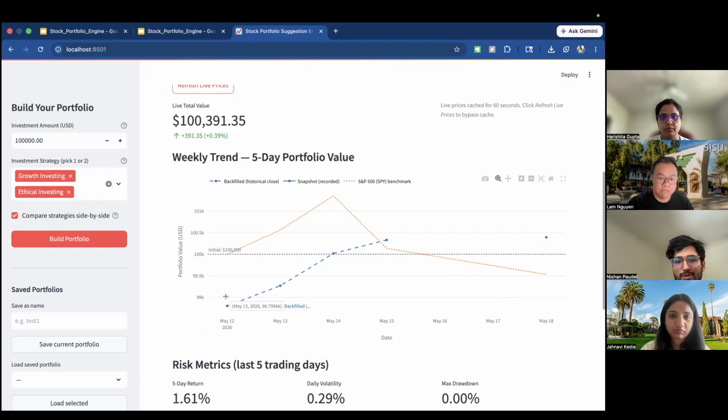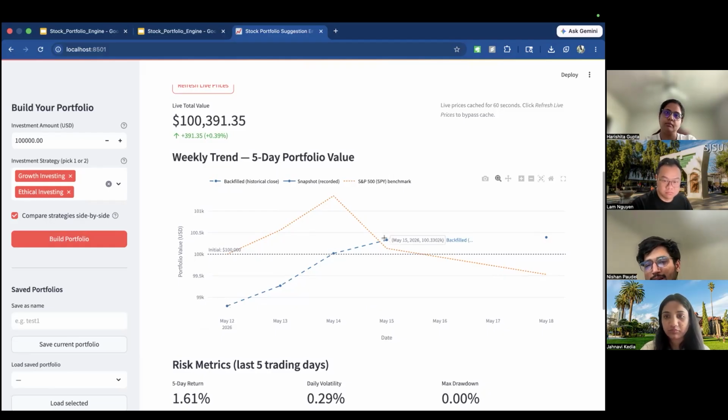So there's something that we have done. Just keep in mind that dotted lines are backfill data, historical close. Right now we are on May 15th, and May 15th and May 18th are our snapshot data. So the data we have is reflected right now. That is the 5-day weekly trend.